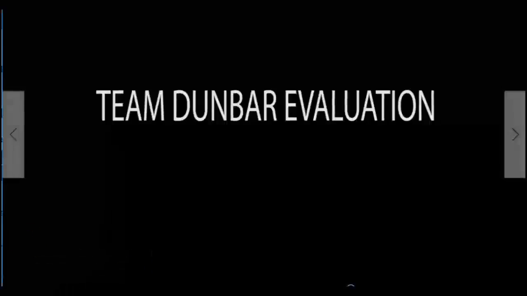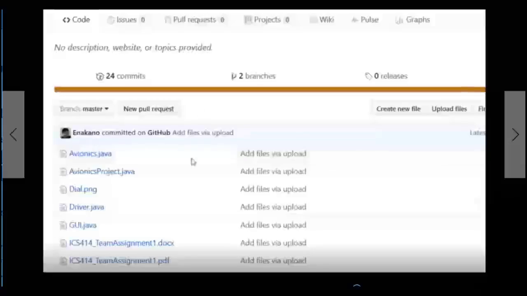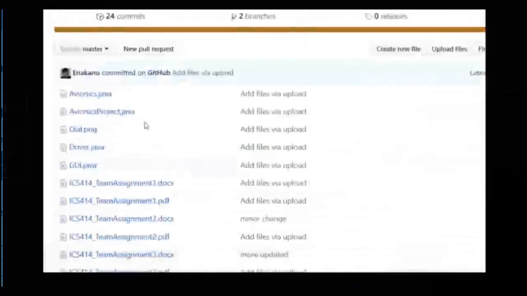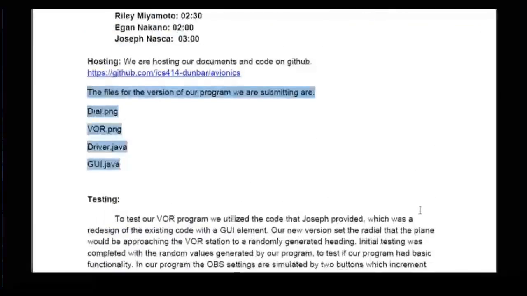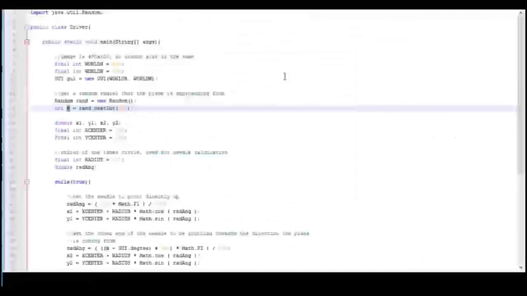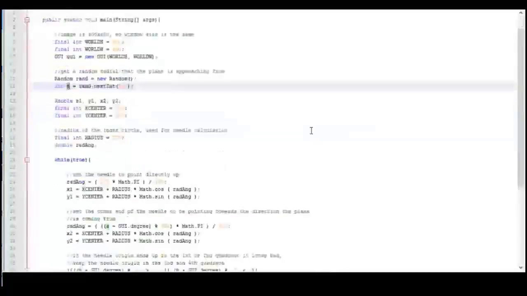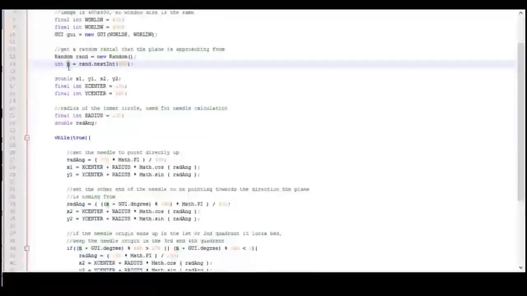Team Dunbar provided 2 classes for their final submission, GUI and driver. Driver randomizes the actual radial of the radio input received. They removed this feature for testing, and so will we. But looking at the unedited program, several problems are apparent. They chose to implement a GUI which was not required and may actually contradict the requirements.